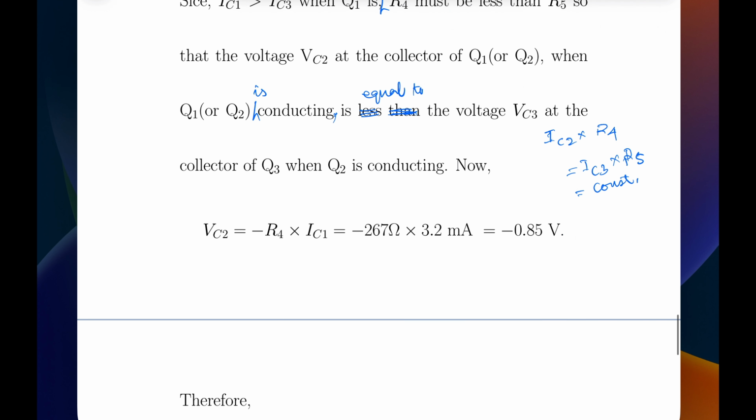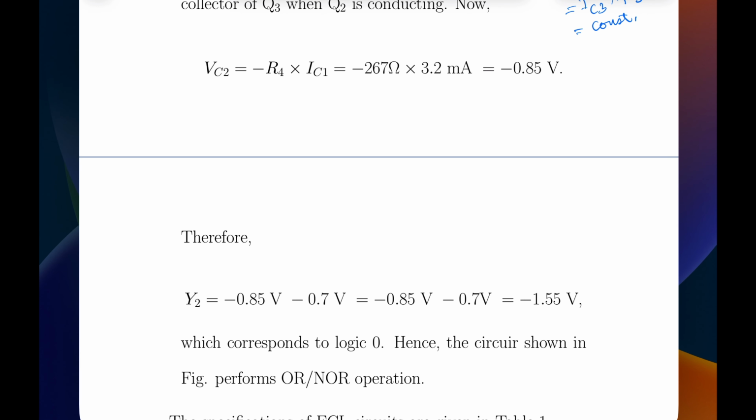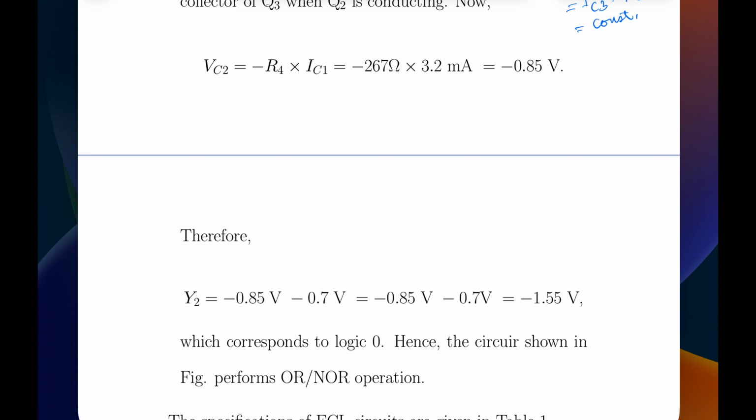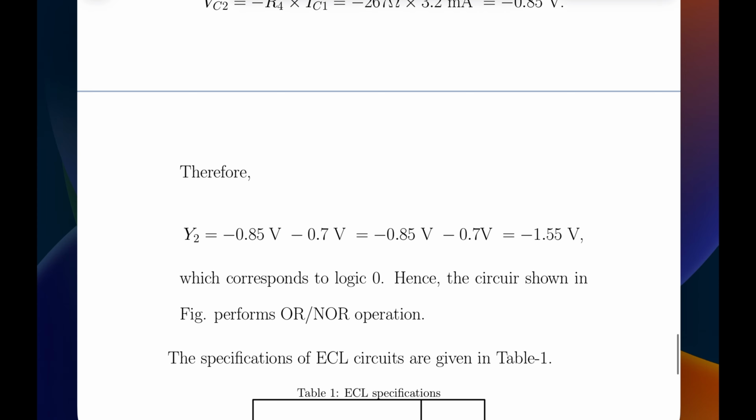Okay. Now VC2 is equal to minus R4 into IC1, and this is equal to minus 267 ohm into 3.2 milliampere. So this is minus 0.85 volt. Therefore, the output taken from the emitter of transistor Q5, Y2, is equal to minus 0.85 volt minus 0.7 volt. So this is equal to minus 1.55 volt, which corresponds to logic 0. Hence the circuit shown in figure 1 performs the OR/NOR operation.